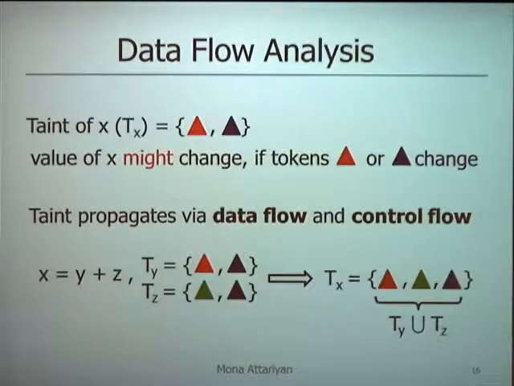Taint propagates via data flow and control flow. Here's a very simple example of data flow. We have x equals y plus z. The taint set of y is the red and blue configuration tokens, and the taint set of z is green and blue. Of course, if any of these tokens change, potentially the value of x might change as well. So the taint set of x is going to have all of them, the union of the two sets.